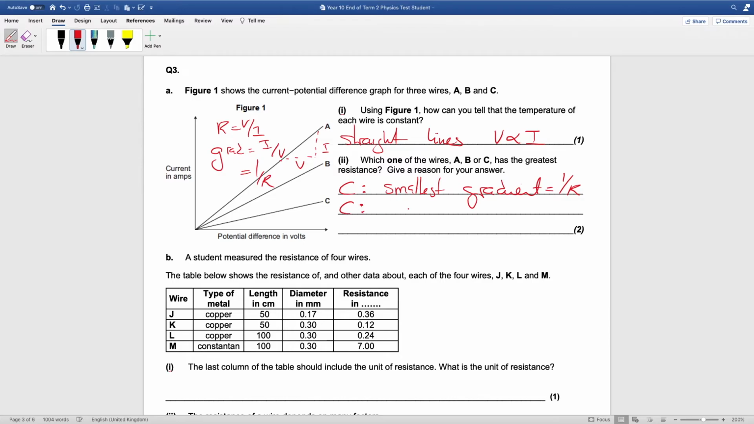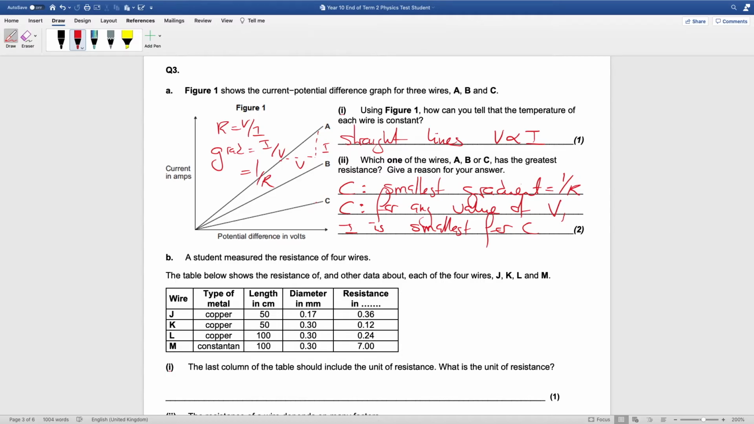You can't just say the current is lower for C. If you're going to do this in words, you've got to say for a particular current, or for any given current, or any given potential difference, the current is smaller. You can see that if you pick any one value of current, any one value of potential difference, the current at that value for C is smaller than it is for A or B.